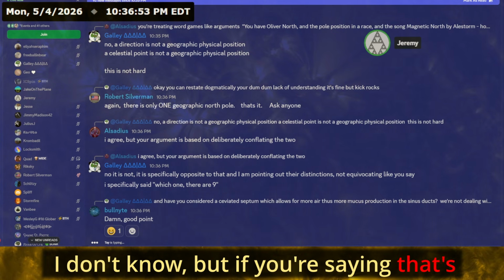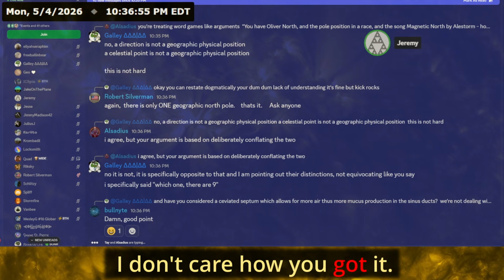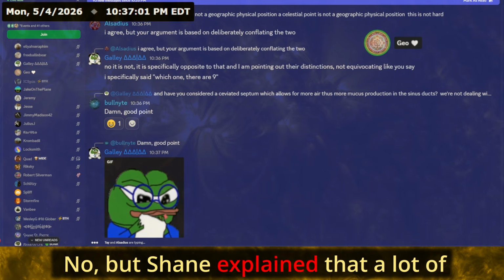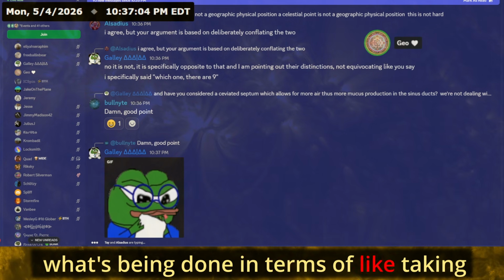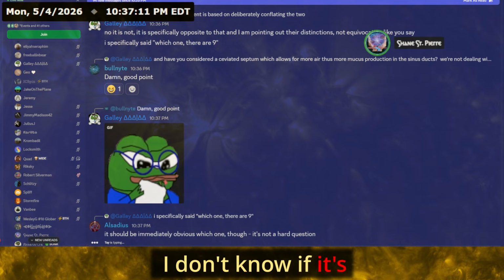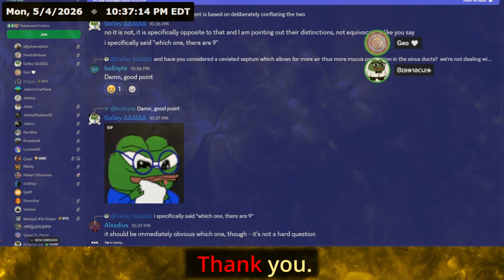I don't know, but if you're saying that's the distance on the ground, I don't care how you got it. It's irrelevant to me. You're saying this is the distance from A to B on the ground. No, but Shane explained that a lot of what's being done is taking elevation angles to stars and calculating. Did you catch when he said all that? I don't know if it's actually ground distance. Exactly. Thank you. I was trying to get that.